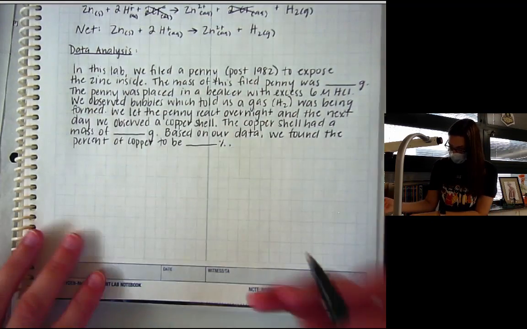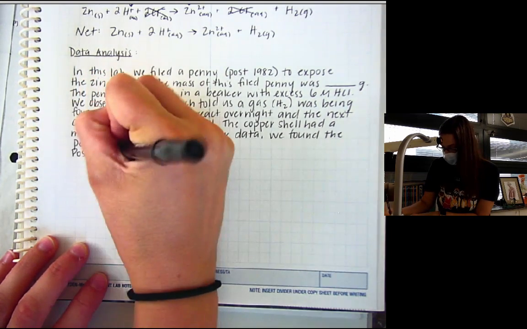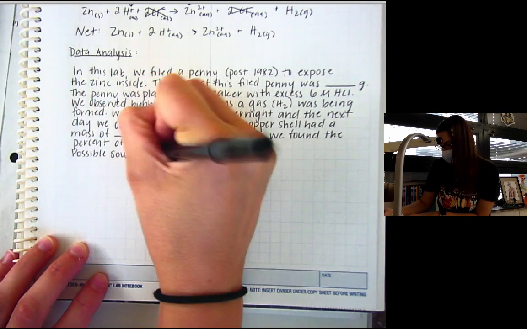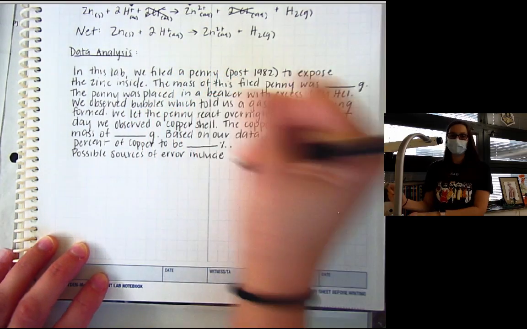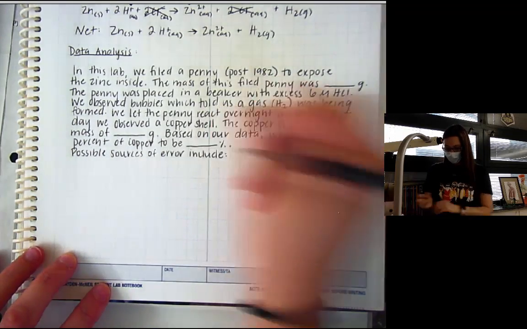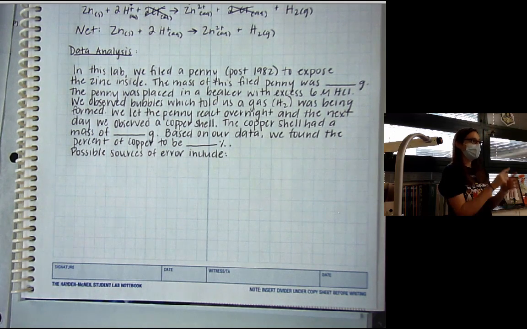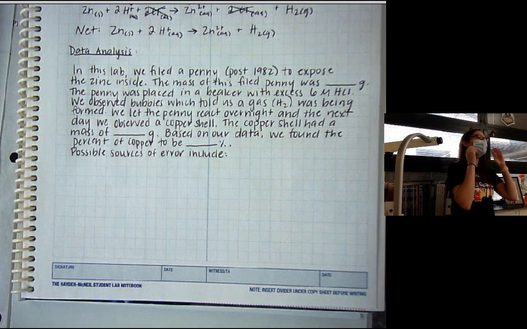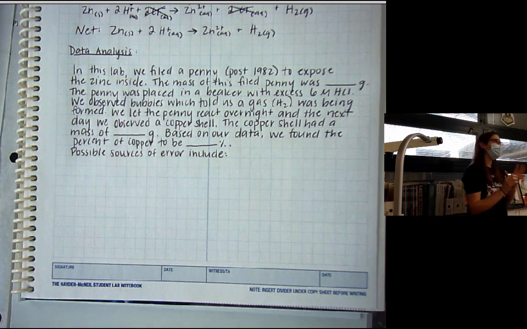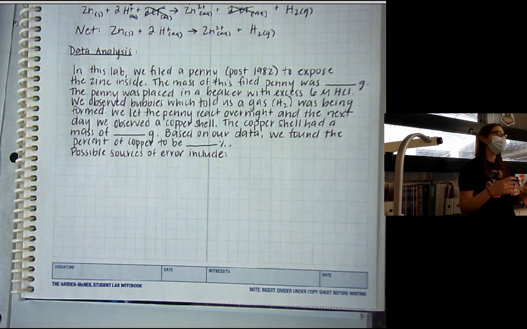So I'm going to start the second part of this data analysis by saying possible sources of error include, and I want to think about different sources of error that we might have. So I'm going to think about 3 of them. You usually only ever need 2 sources of error, but I want you to start thinking about how error can affect the lab, because AP has started to ask more and more questions about how sources of error might affect labs that we're doing.